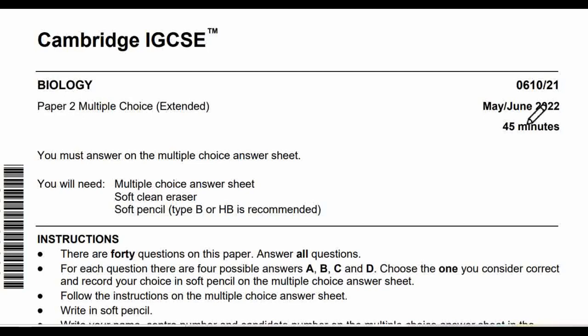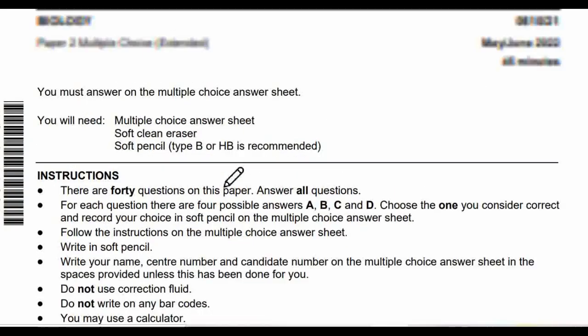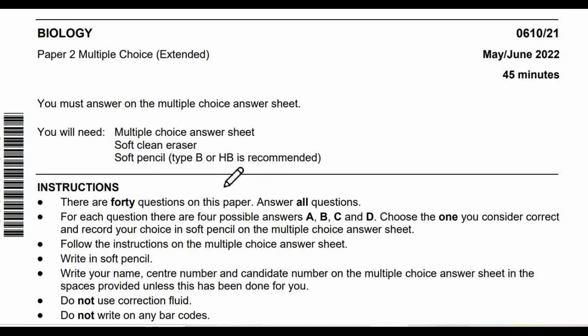In our previous video, we discussed paper 1 for the core syllabus. The total duration is 45 minutes and we have to write the answers in the answer sheet. Now, with 40 questions, it means we have a maximum of one minute per question.